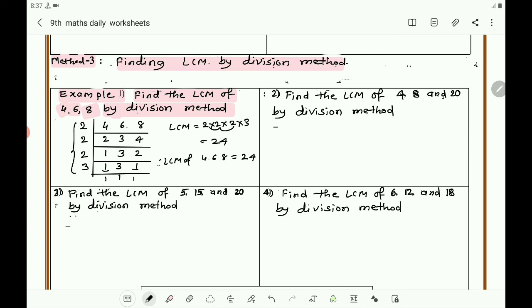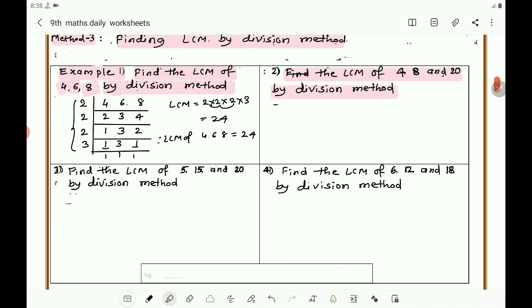With the help of this hint, children, find the LCM of 4, 8 and 20 by division method. And also find the LCM of 5, 15 and 20 by division method. Next, the fourth one, find the LCM of 6, 12 and 18 by division method.